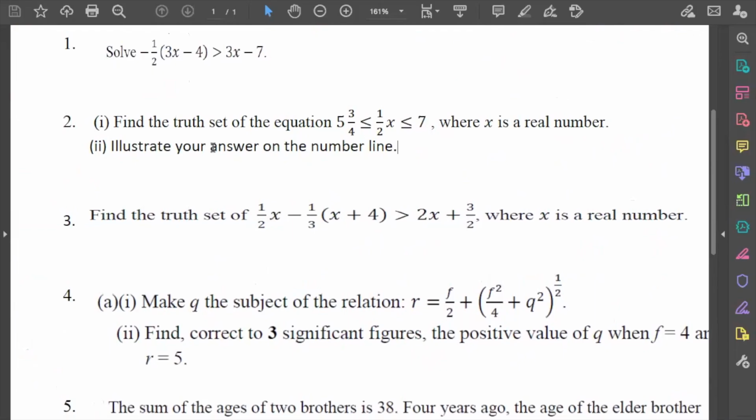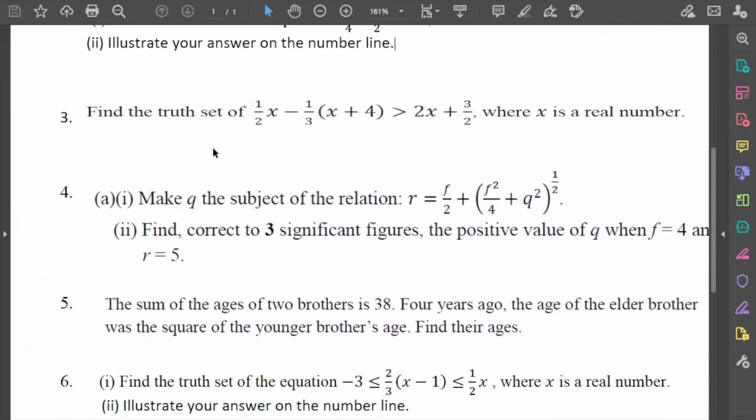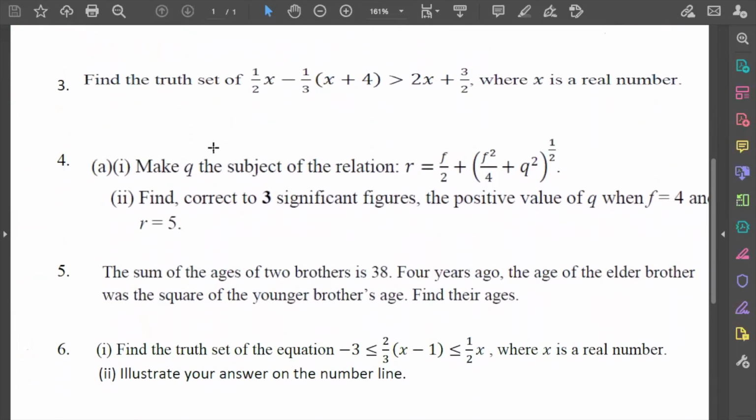We are done with question 2. Now let's move on to question 3. Now, find the true set of half times x. It is automatically x over 2 minus 1 over 3.